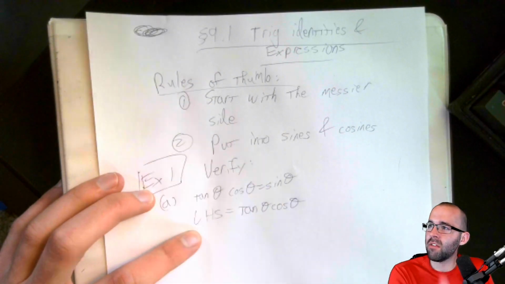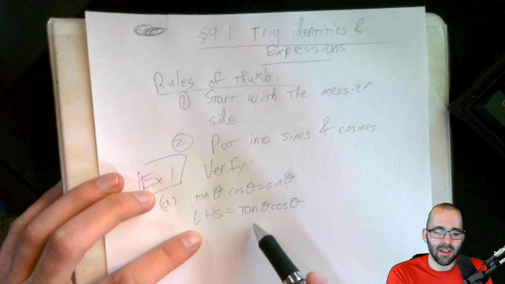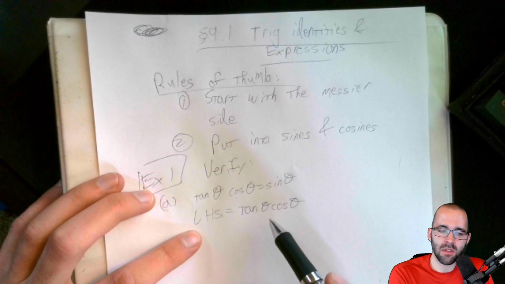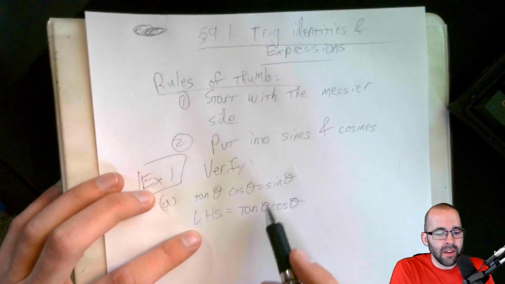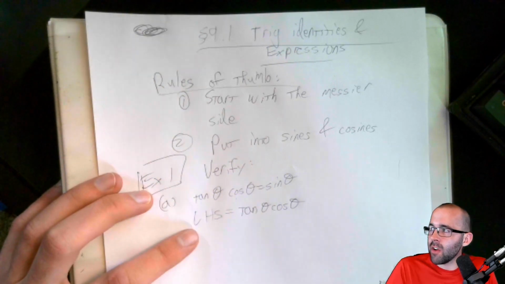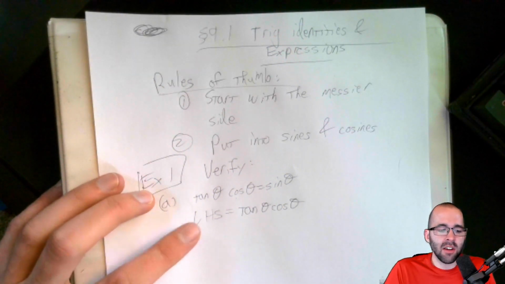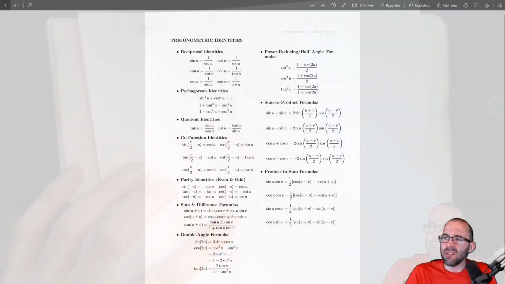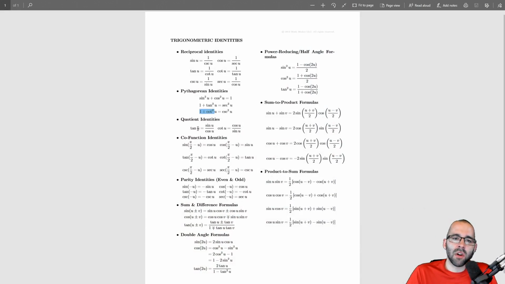And now rule of our second thumb is we want to put everything in sines and cosines. So if you're pretty good, if you're caught up, if you know where you're at right now and have a pretty good grasp of trig, you know exactly how to do that. But if you're not, let's browse the identities. Specifically, we're going to look for this one.